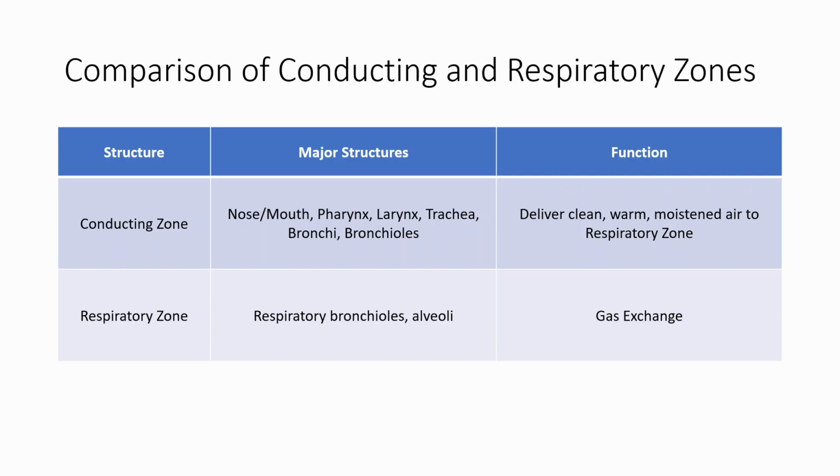So the nose, the mouth, the pharynx, the larynx, the trachea, the bronchi, and the bronchioles will all be responsible for that. The respiratory zone is where we're actually doing the gas exchange. So the respiratory bronchioles that we see deep in the lungs, and then the alveoli at the very end, those will be responsible for exchanging carbon dioxide and oxygen.